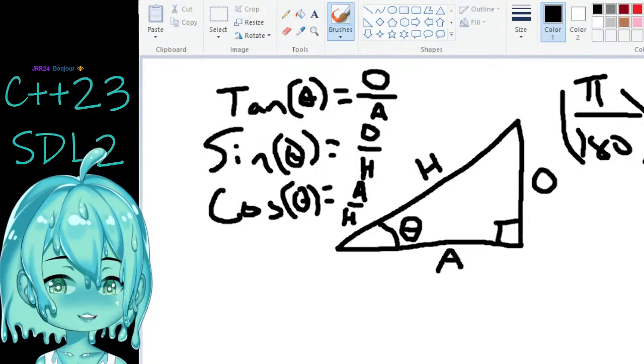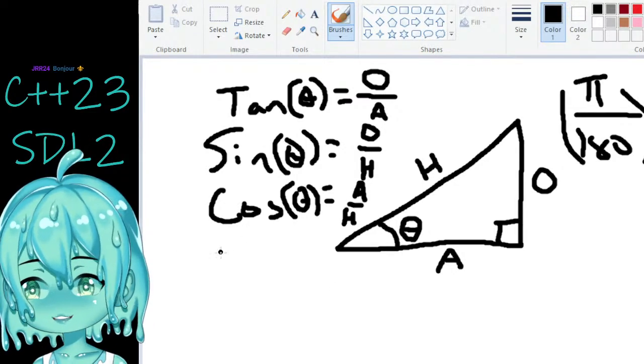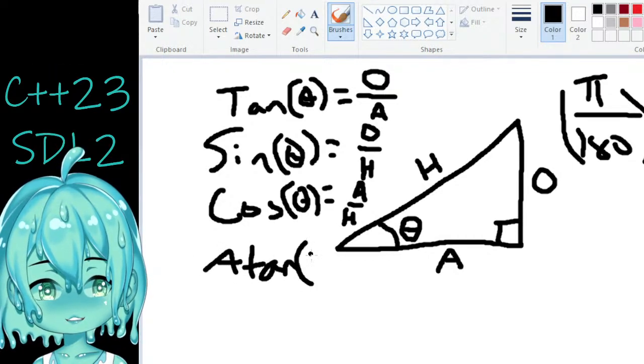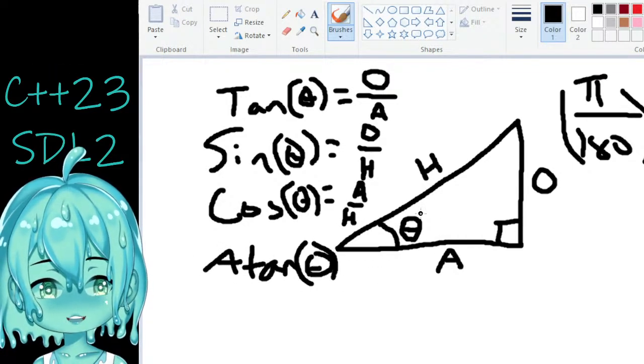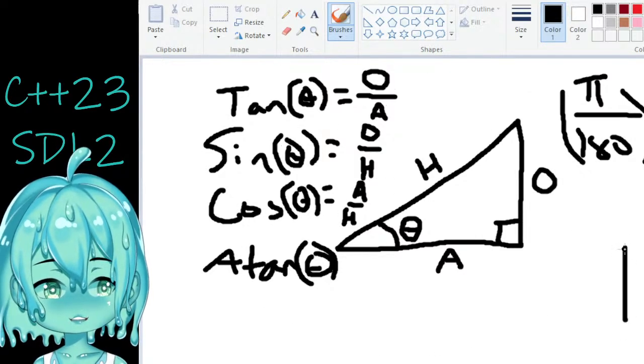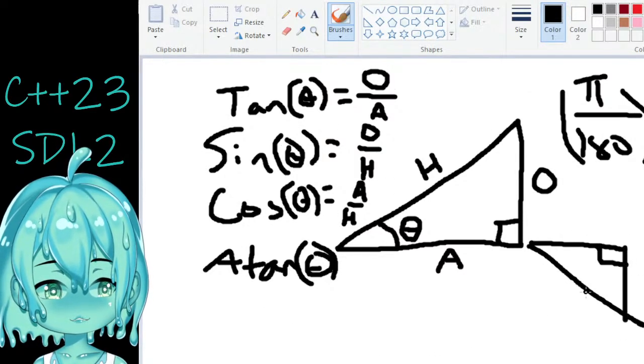Okay. Also, if you're asking me what like a tan is for like inverse tangent, I think the only difference is instead of this angle here, it's like the opposite. It's like this. Or not this, sorry.